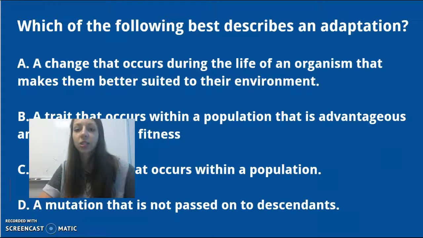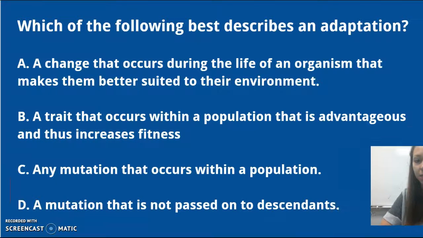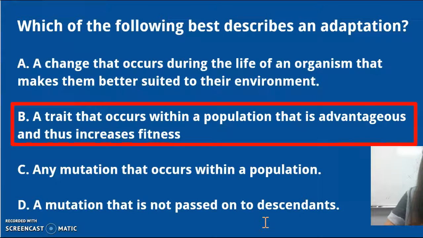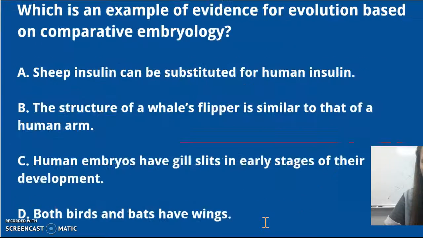Okay, which of the following best describes an adaptation? Go ahead and pause it. You can read them. Okay, a trait that occurs within a population that is advantageous and thus increases fitness. Perfect example of an adaptation. That was just a memorization question.